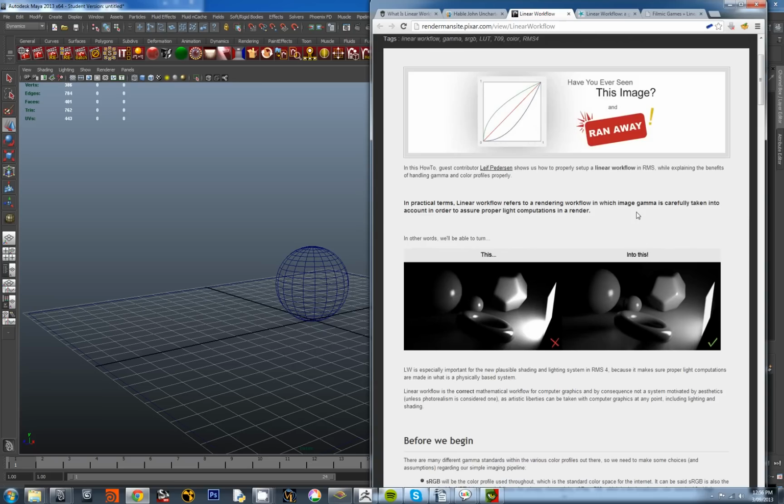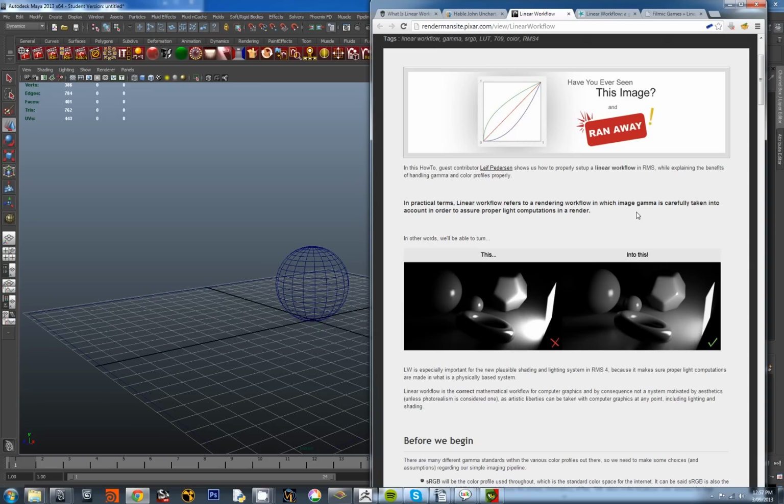His definition is probably as good as we're going to get. In practical terms, linear workflow refers to a rendering workflow in which image gamma is carefully taken into account in order to assure proper computations in a render. What does it mean? What it means is we actually take into account the way in which an image has its information saved at all points during the rendering process. Okay, this will become apparent as we work through things.